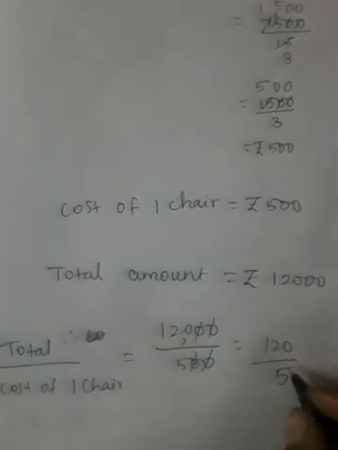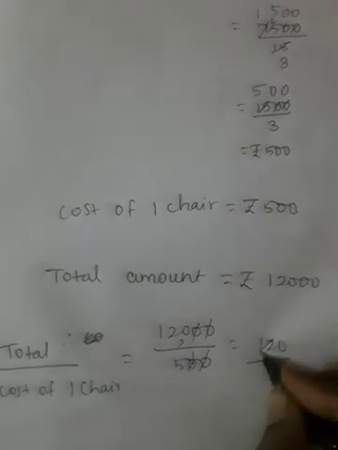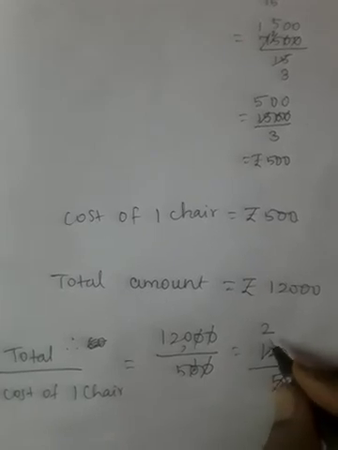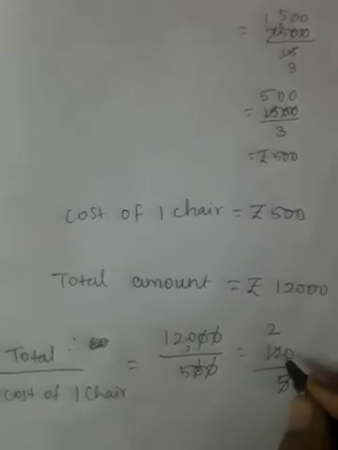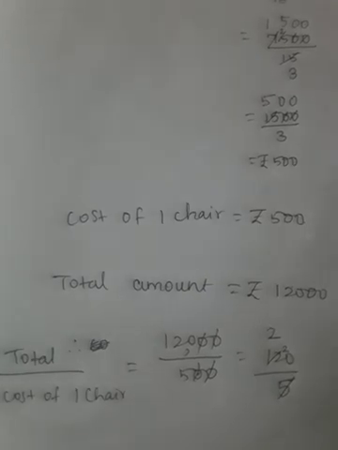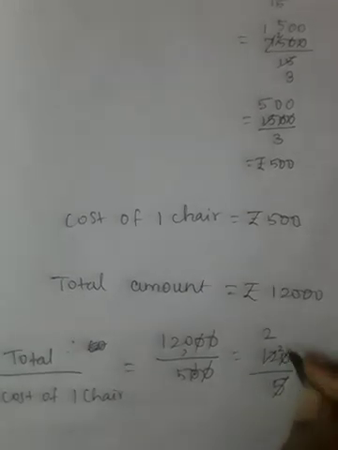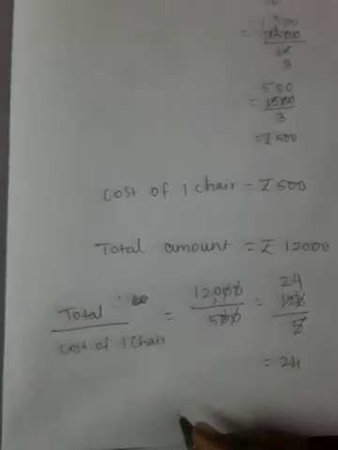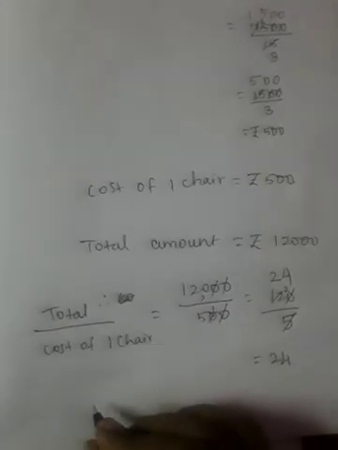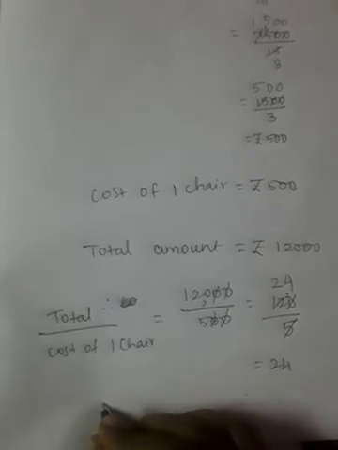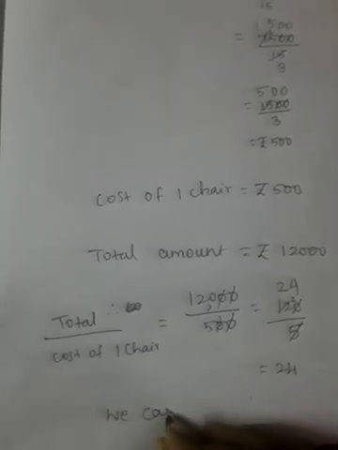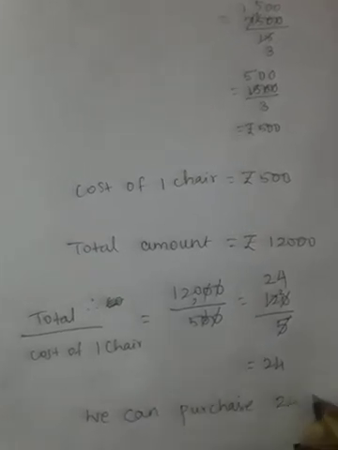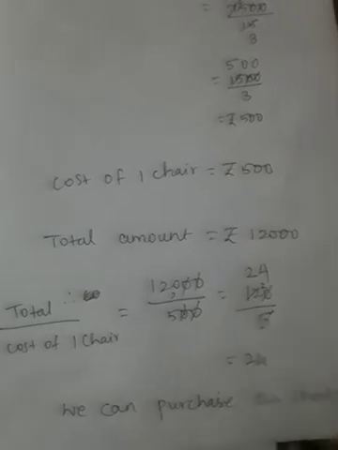Okay, so now 5 ones are 5, 5 twos are 10, but here we have 12. So 12 minus 10 is equal to 2, the remainder. So 5 fours are 20. So what is the answer? 24 is the answer. So how many chairs can we buy? We can purchase 24 chairs if you have 12,000 with you.